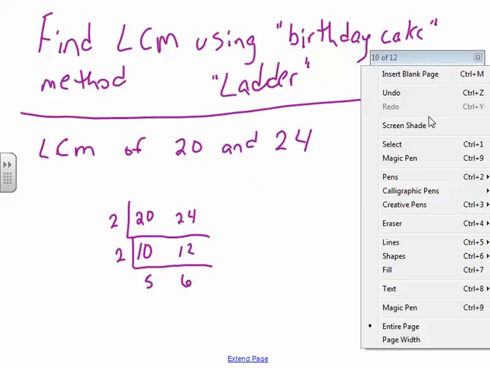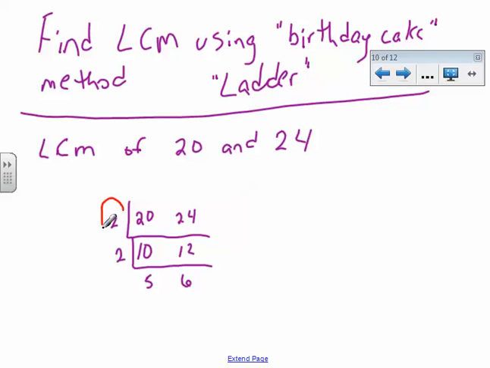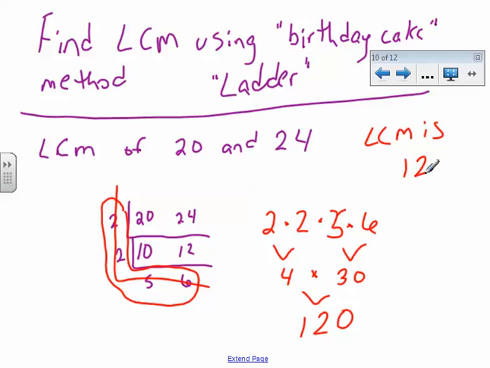And then to find the LCM using this, what I'll do is I'll take all of the numbers down the side and the last row of numbers at the bottom, and I'm going to multiply them. Make an L right here. 2 times 2 times 5 times 6. 2 times 2 is 4. 5 times 6 is 30. And 4 times 30 is 120. So the correct answer is LCM is 120.